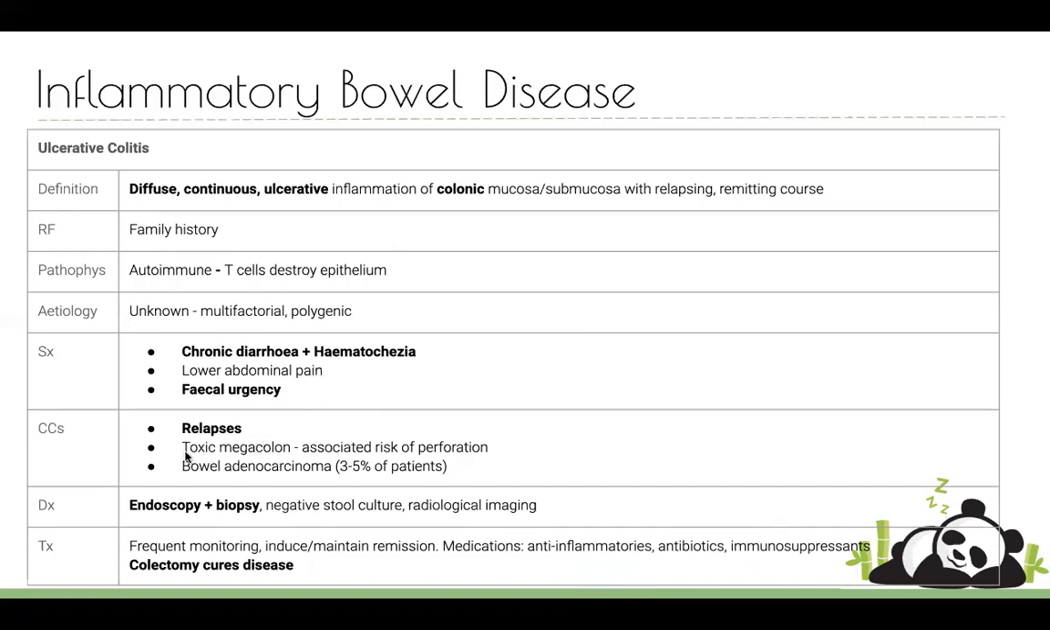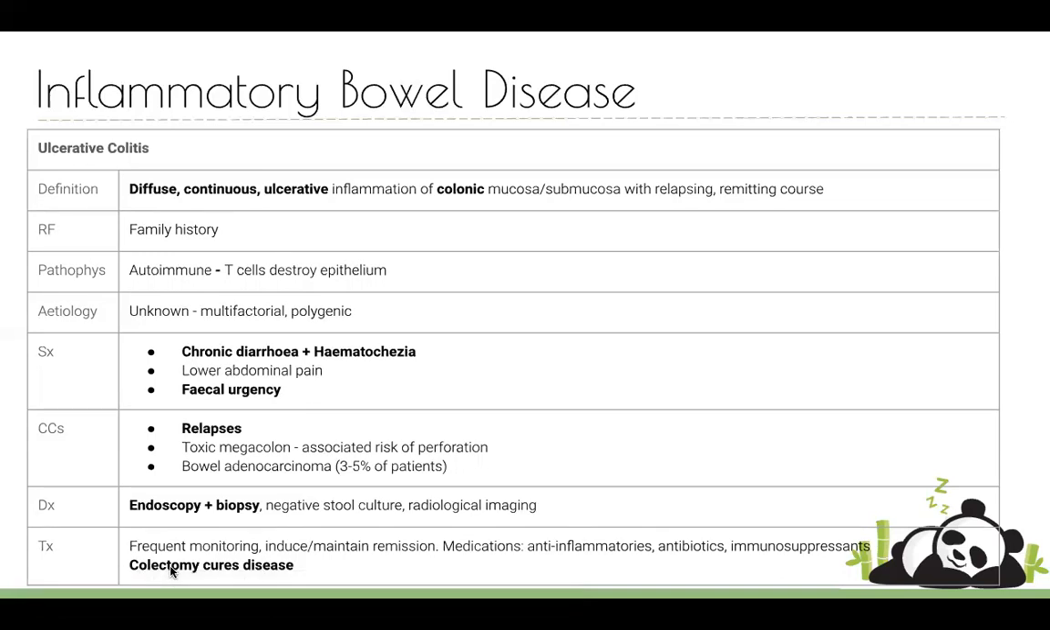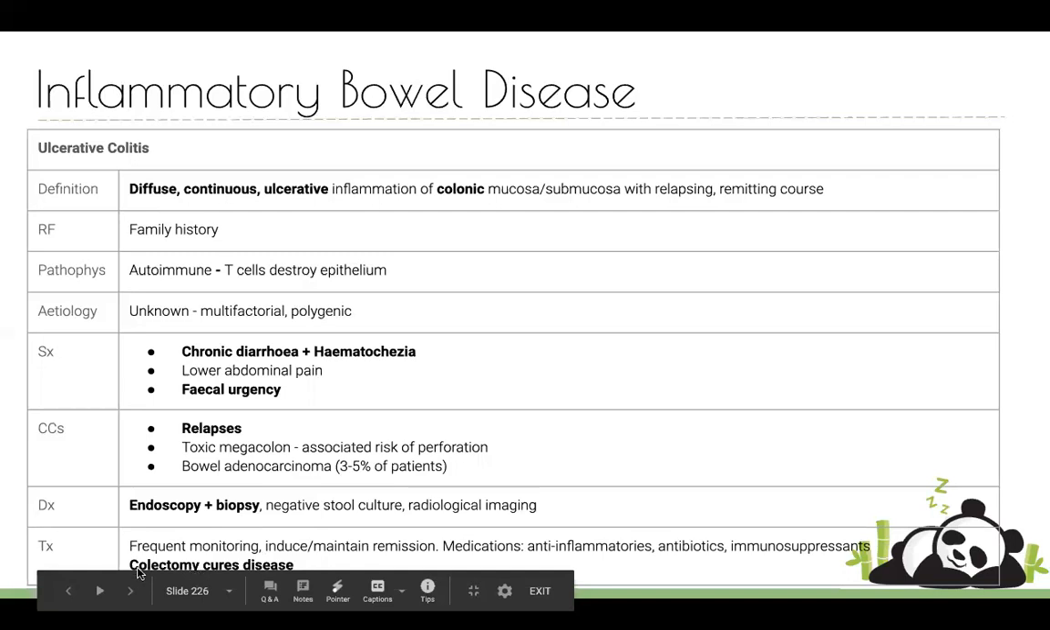Relapses, and toxic megacolon is a big risk. That's when you get this huge dilation in your colon, which can be perforated and cause peritonitis and hence cause shock, and then it's bad again. Endoscopy and biopsy, or colonoscopy and biopsy, is how you would diagnose it. And then it's really similar to how you would treat Crohn's, except, of course, a colectomy would cure the disease. So whenever you see something like -ectomy, like cholecystectomy, colectomy, that means you're taking something out. So this is just removal of the bowel.